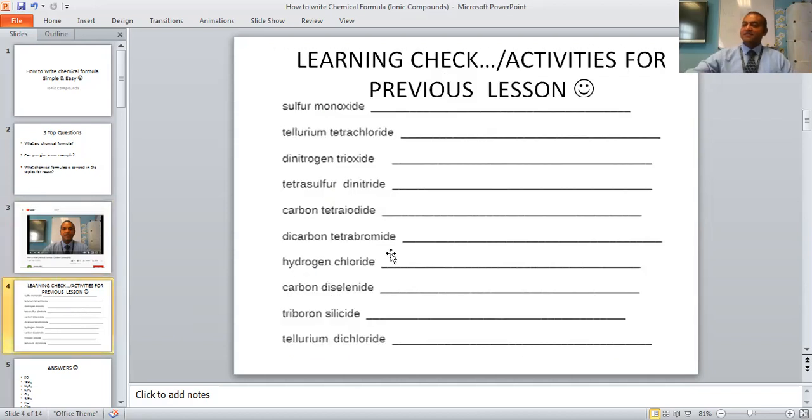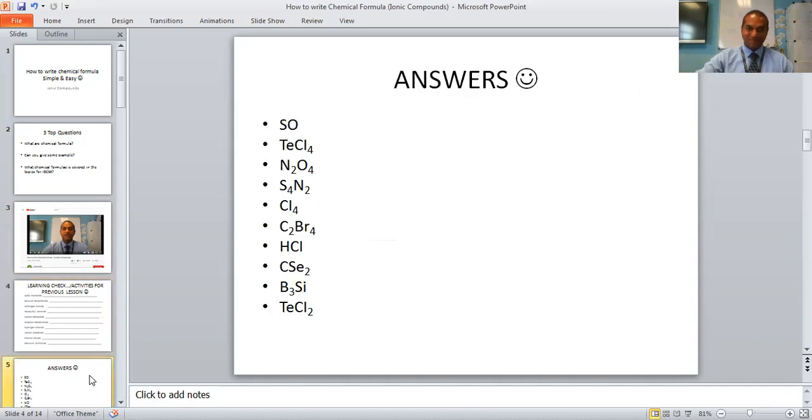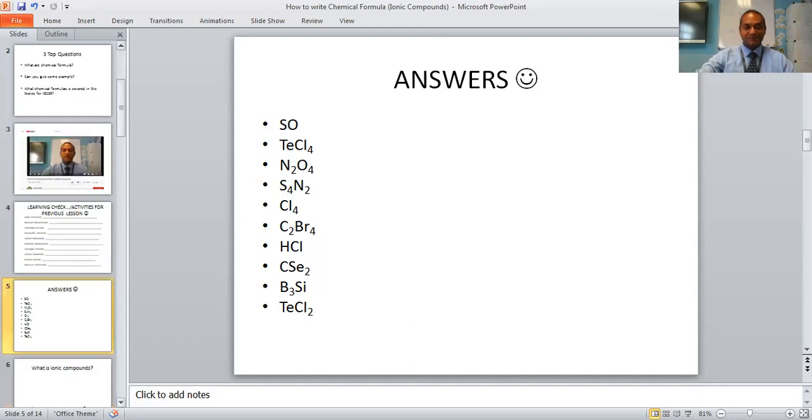So let us check together from the paper that you have about the name of this covalent compound. Are you having the same answer with me? As you can see, sulfur monoxide, beryllium tetrachloride, dinitrogen tetraoxide, and all of these covalent compounds. This is what we learned in the previous video. For today, we are learning about ionic compound.